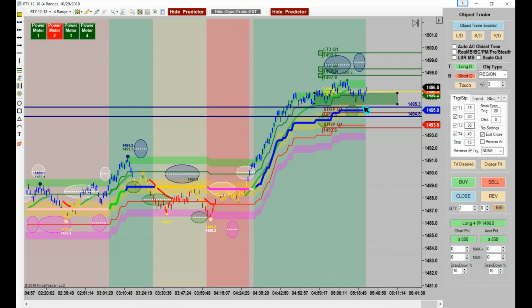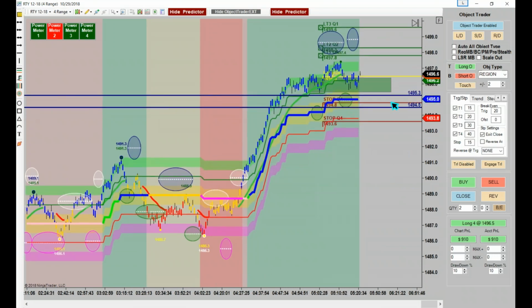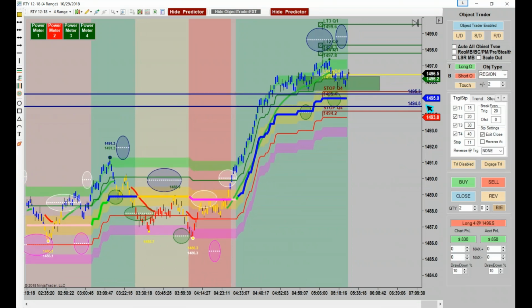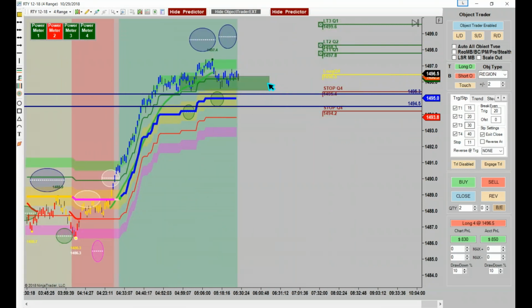Come on, Russell. There we go. I'd probably tighten my stop just in case, especially with 4, because you can get whacked pretty quick with 4 contracts if you're not careful. Everybody see how I took what we call the minimum retracement on that? Now the best way to take that is to actually, let's get this out of the way so you can see it.